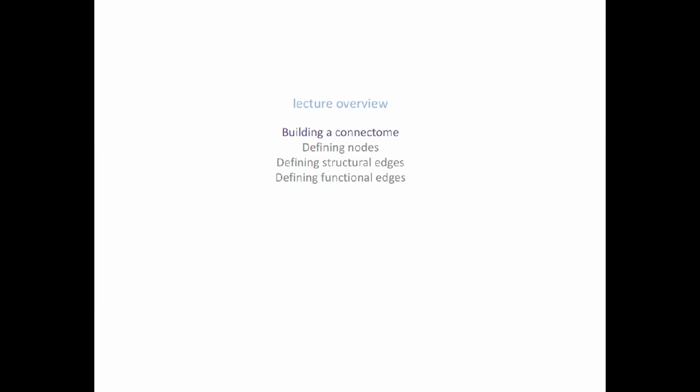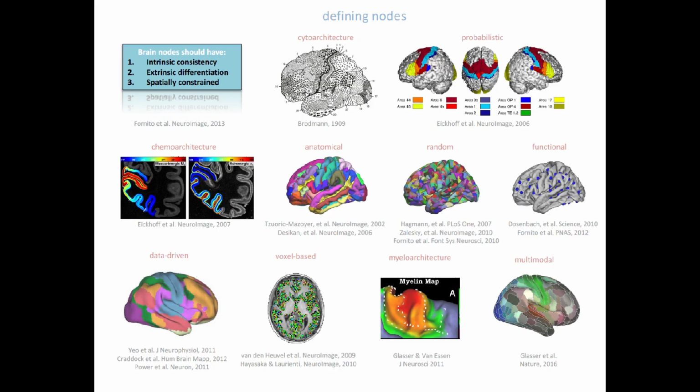Hopefully I've convinced you. So assuming that we're convinced that this is the best way to think about the brain, say that tongue-in-cheek, we then want to go about building a connectome or a graph-based model of the brain. And so there's a few steps here. Basically what we're talking about is how do we define our nodes, how do we define our edges. So I'll begin by talking about how we define our nodes.